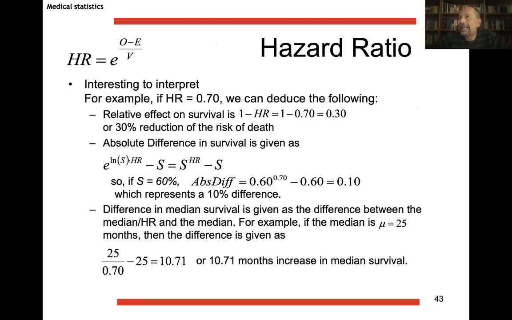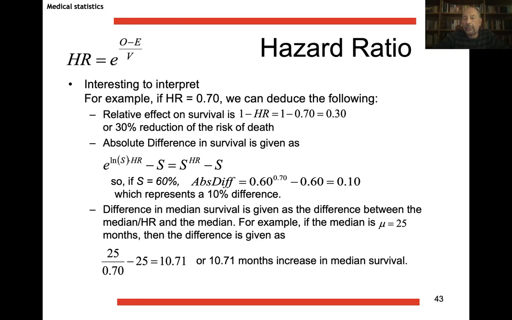What is the meaning? Let's say that the hazard ratio is 0.7, then the relative effect on survival is 30%, 1 minus HR. So you have a 30% reduction of the risk of death. That's the meaning. A hazard ratio of 0.7 means that you have a 30% reduction in the risk of death. So you can understand that sometimes this is what you want to know in a clinical trial, especially when you want to analyze every component separately in the clinical trial. And of course, you can calculate the absolute difference in survival and the difference in median survival. So the median survival is the time at which 50% of the patients underwent the event, died, let's say.